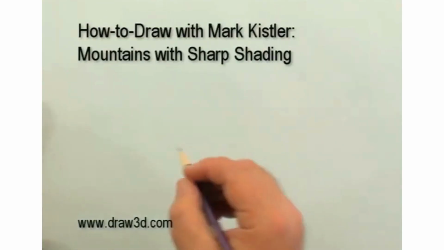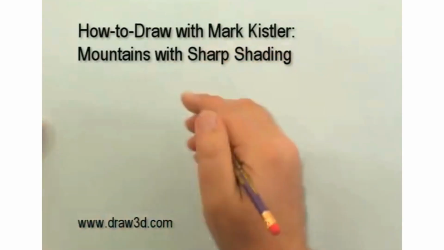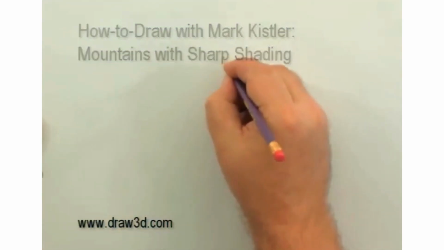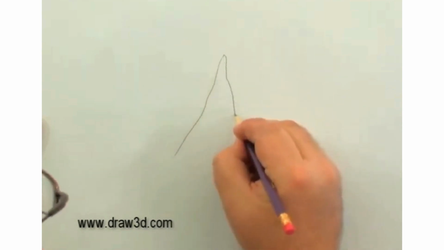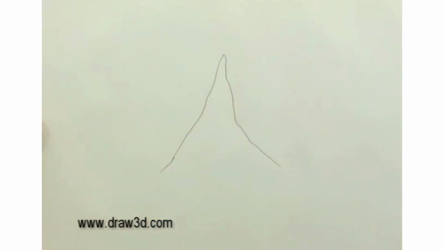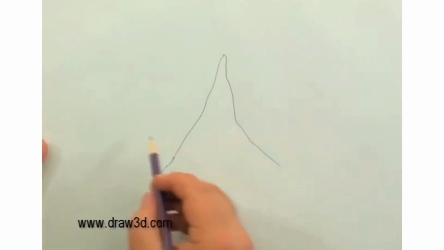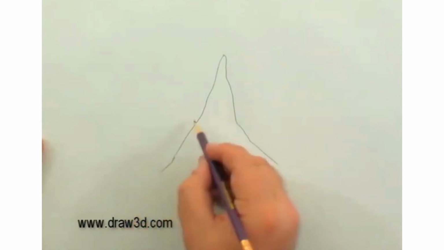Let's draw some really interesting mountains using a sharp edge shading technique that is really, really cool. I'm going to start with a near mountain right here in the front. Just draw one mountain, just a little peak right there. Then we're going to use overlapping. We'll just draw a couple, but the important part of this lesson is the shading.